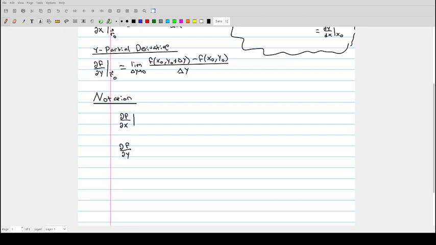So df dx at a given point r naught, or df dy at a given point r naught. This is the same thing as what's called subscript notation. So you could say fx at the point x naught y naught, or fx at the point r naught. Same thing for the y partial derivative. This is sometimes called subscript notation for the partial derivative.